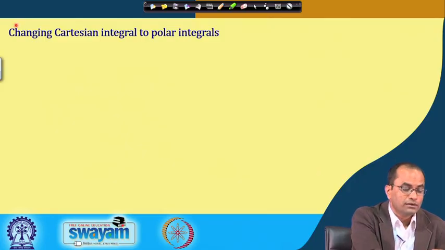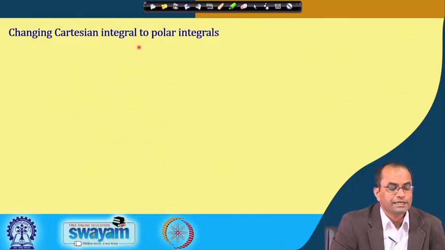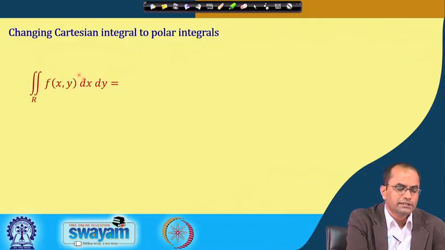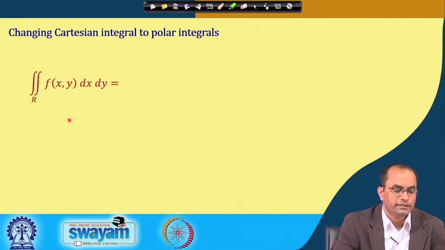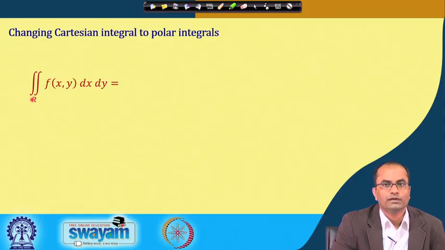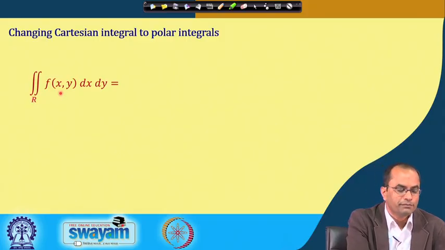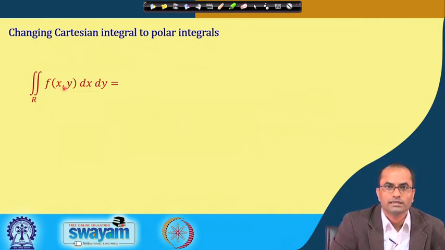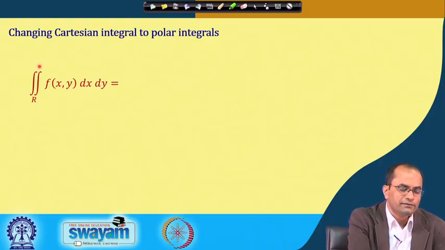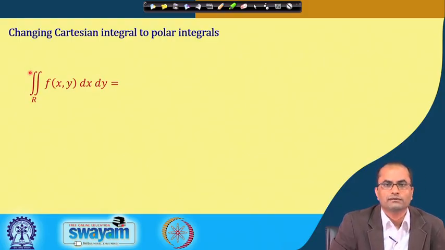Well, so now we will see how to change the Cartesian integral to polar coordinates, though we have already discussed how to write the integral in polar coordinates. Suppose the integral is given in Cartesian coordinates, f(x, y) dx dy, over some region R. To convert into polar form, we will replace x by r cos theta, y by r sin theta, and dx dy will be replaced by r dr d theta, and then corresponding to r and theta we have to place the limits that cover the region R.